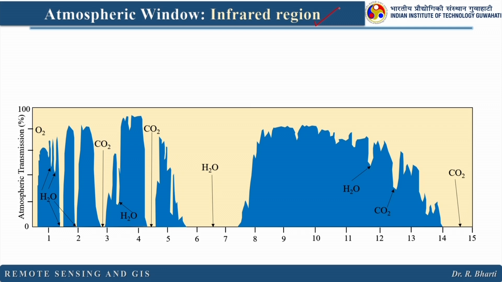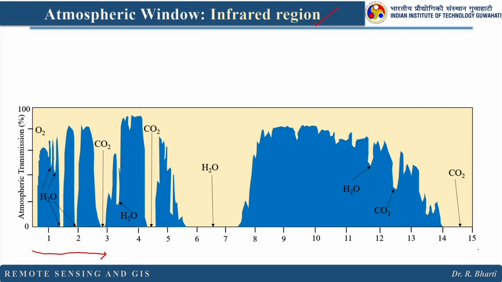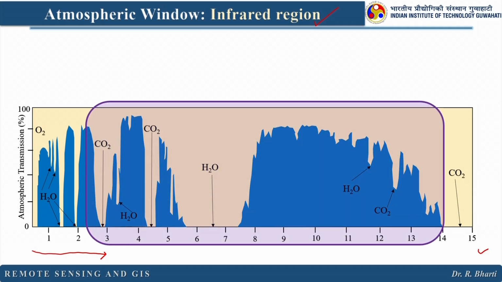Remember, this is for the complete infrared wavelength, where we consider that till 3 micrometer or 2.5 micrometer we have the reflected energy. Whatever energy is sensed by our sensor, that will be reflected from the surface, whereas from 3 to 16 micrometer, or here it is up to 15 micrometer, the energy emitted from the surface is captured, right? So this is the window for thermal infrared.